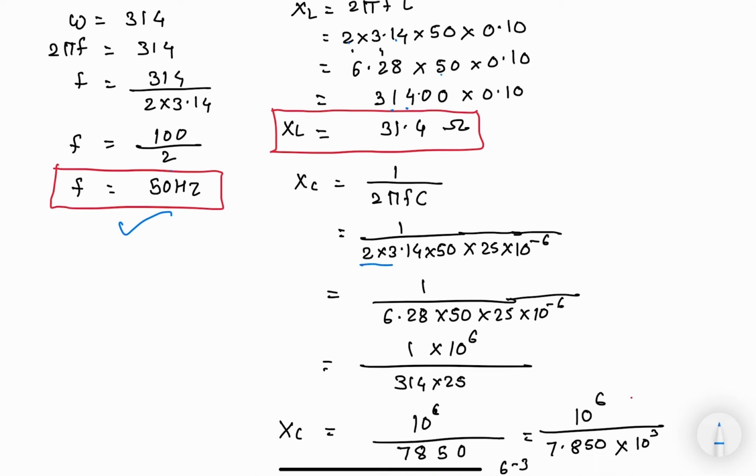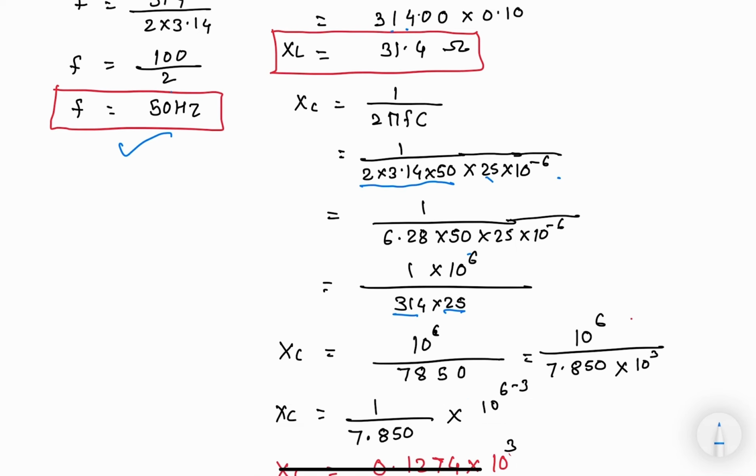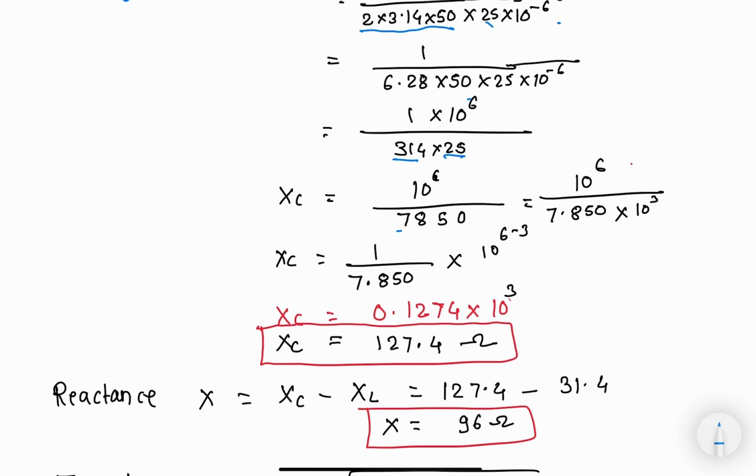Now we calculate XC, which is equal to 1 upon 2 pi f C. So this we have already done. That answer is 314. Just multiply by 25 here, into 10 raised to minus 6 goes to numerator. So 314 multiplied by 25, we get 7850. And 10 raised to 6 goes to numerator, so it becomes plus. Now we have to check the reciprocal of 7850.